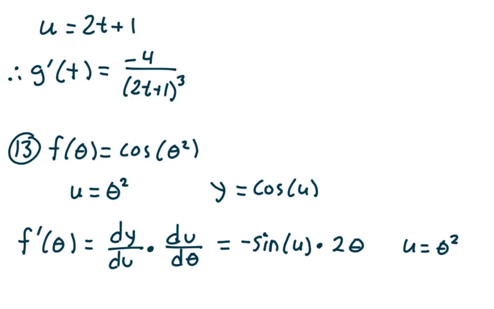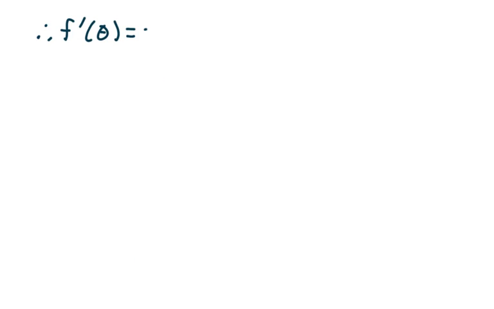So therefore, f prime of theta is negative 2 theta sine of theta squared. And that's problem 13.